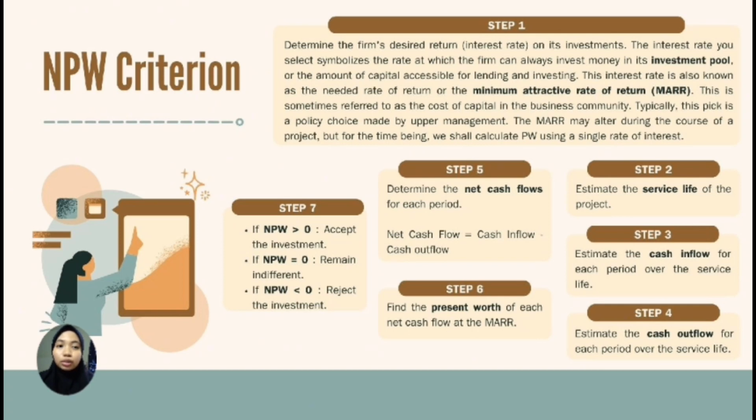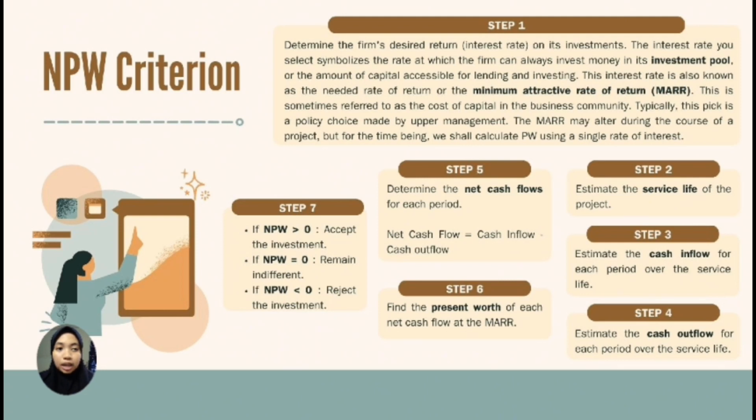This interest rate is also known as the needed rate of return or the minimum attractive rate of return, which is MARR. This is sometimes referred to as the cost of capital in the business community. Typically, this is a policy choice made by upper management. The MARR may alter during the course of a project, but for the time being, we shall calculate present worth, PW, using a single rate of interest.